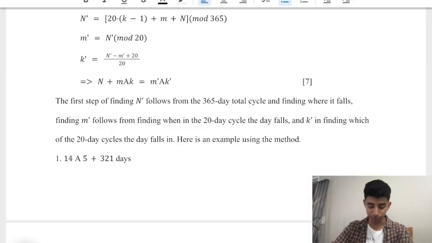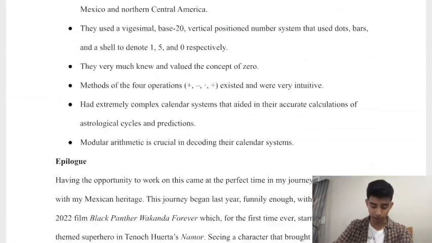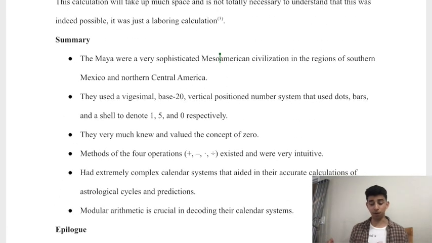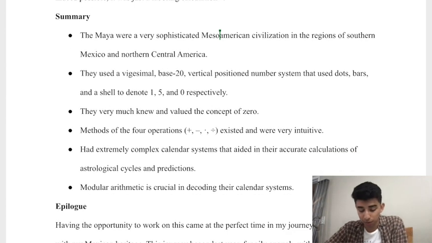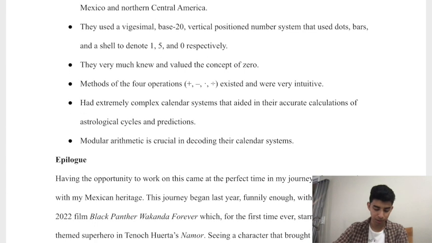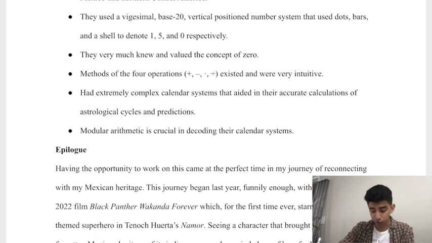So just a brief summary of what I showed you today. The Maya were a very sophisticated Mesoamerican civilization. They used a vigesimal or base 20 system that used dots, bars, and a shell to denote 1, 5, and 0 respectively. They very much knew and had a valued concept of zero. The methods for the 4 operations exist and were all very intuitive. They had complex calendar systems that aided in their accurate calculations of astrological cycles and predictions, and modular arithmetic is crucial in decoding their calendar systems.